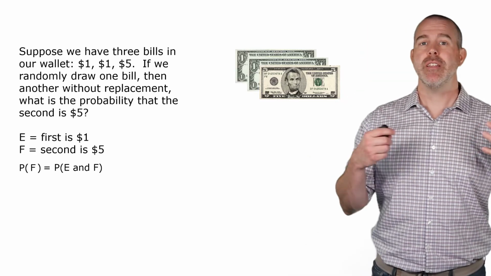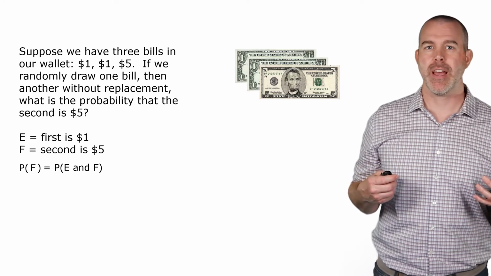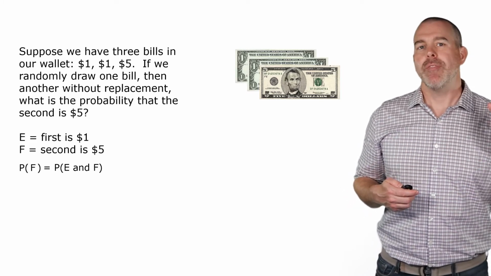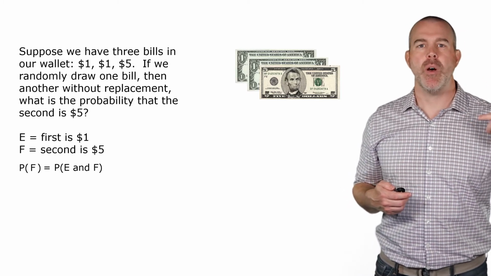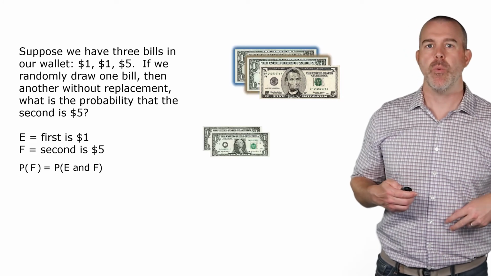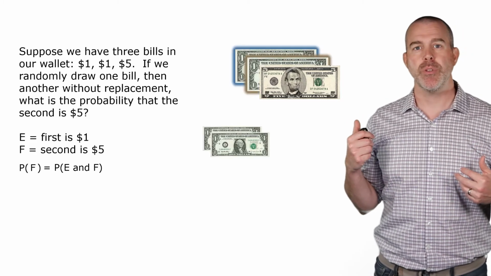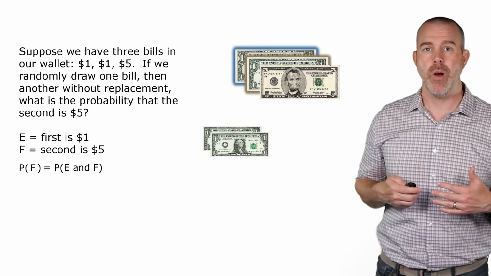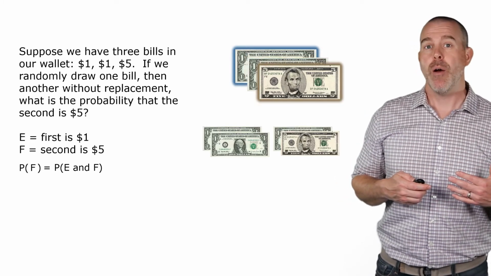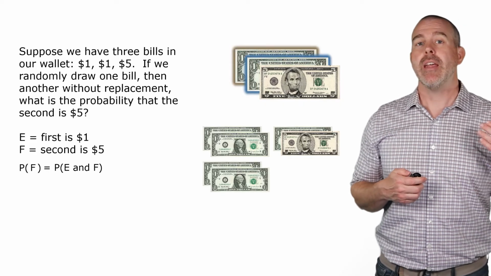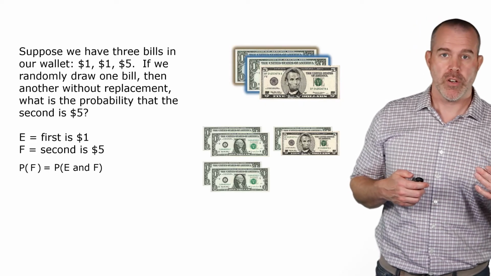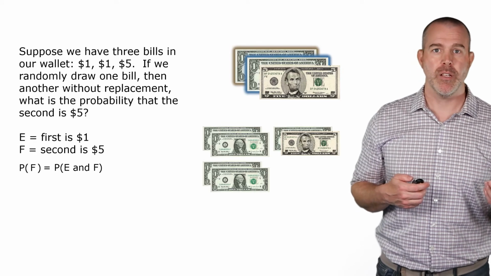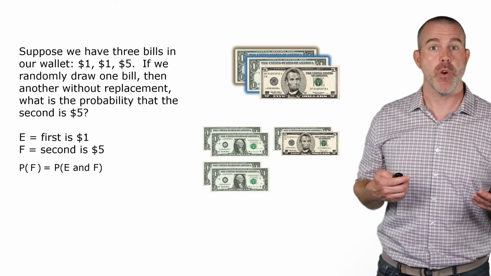Let's list out all the different things that could happen. I have different colors here, blue for the first one and brown for the second one. So we could have the first dollar bill is blue, and the second one is also the other dollar bill. So we could have 1 and 1. We could have 1 and 5. We could switch the order, and the second dollar bill is drawn first, and then the first dollar bill. Still, it's the same two bills, but it's a different order.